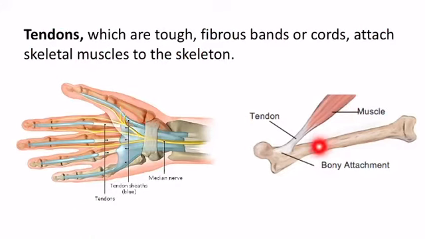For example, here this is the bone and this is the muscle, and this muscle is attached to the bone with the help of a tendon.